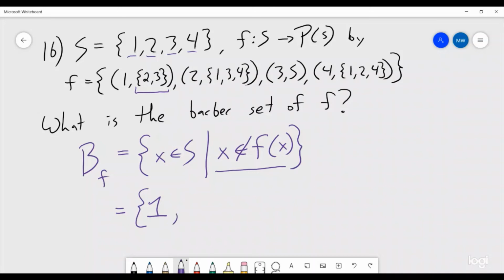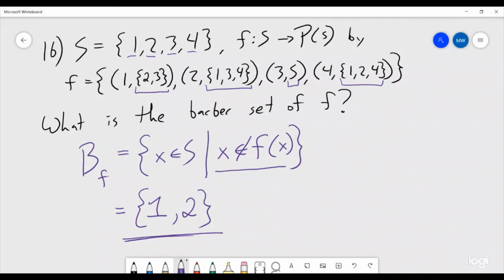Okay, so then we look at 2. Is 2 in its image? No, so that would also be part of the Barber set. Yep, so that would also be in the Barber set. And then 3 and 4 are both in their image, so they are not part of the Barber set. So this is what the Barber set would be.